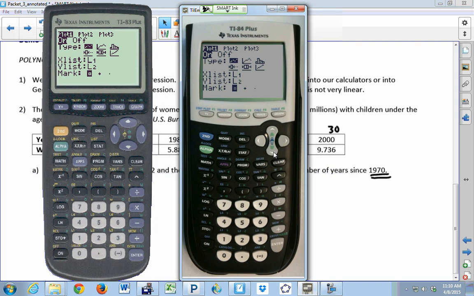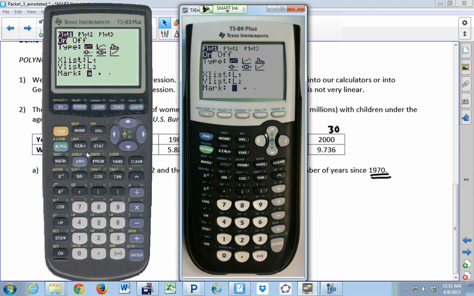But before you graph it, you want it to graph with a certain window. You don't use zoom 6 anymore because that's for x minimum to be -10 to +10 and y minimum and y maximum -10 to 10. You want a stat plot. It's going to just be the first quadrant. So it's zoom 9. So you hit zoom 9.